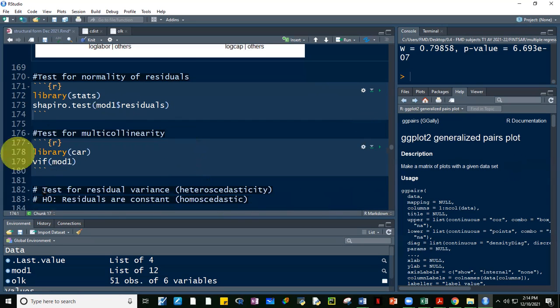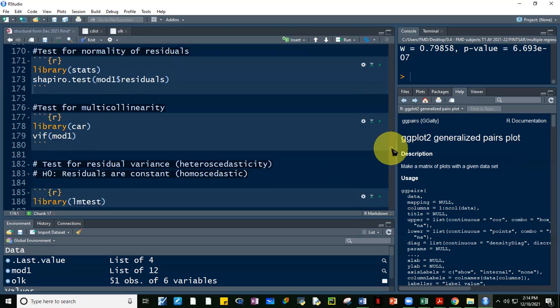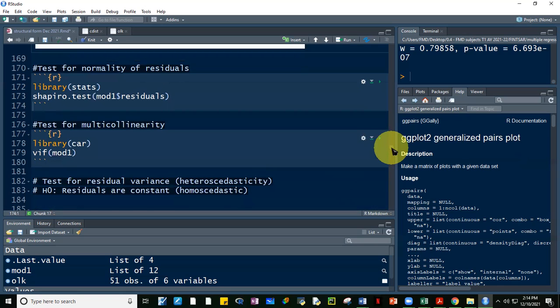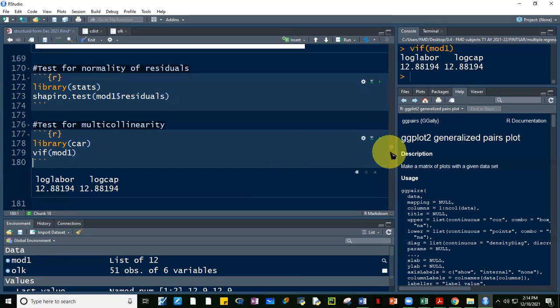Okay. So here now, multicollinearity. How do we do this? We said that log capital and log labor are highly correlated. So let's see. From the car library, which we already loaded, let's compute the variance inflation factor. There. Okay.